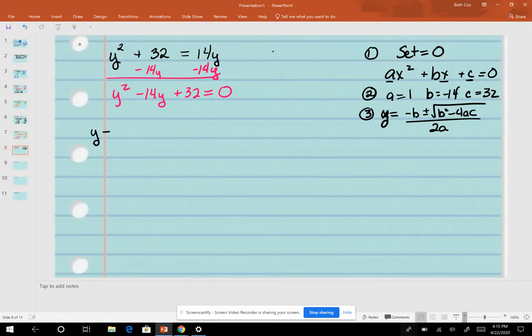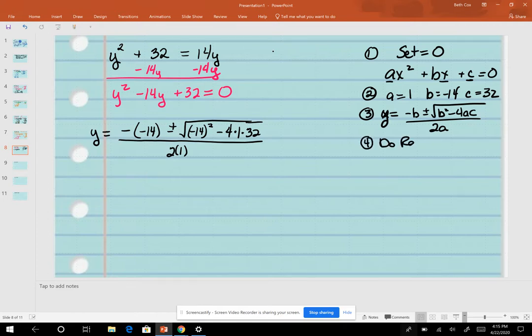So here we go. y is equal to negative b. b is negative 14. Plus or minus the square root of b squared. Well, that's negative 14 squared, minus 4 times 1 times 32, and that's all over 2 times 1. Okay, so now step 4 says do the radical all the way. So what I'm going to do is pull that radical out and just focus on it in my little scratch area. I'll put it right here.